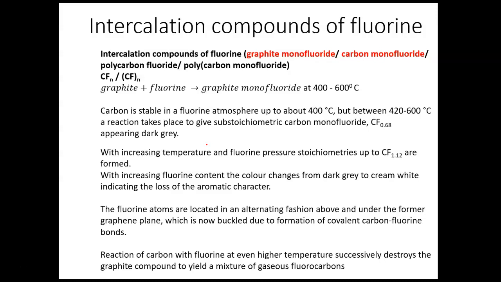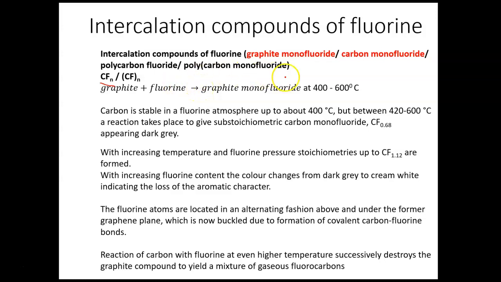So now we are going to discuss in detail the intercalation compounds of fluorine with graphite. The intercalation compounds of fluorine are also known as graphite monofluoride, carbon monofluoride, polycarbon fluoride or polycarbon monofluoride. They have the general formula CFn, or (CF)n, and they can be obtained by reacting graphite and fluorine at 400 to 600 degrees Celsius.